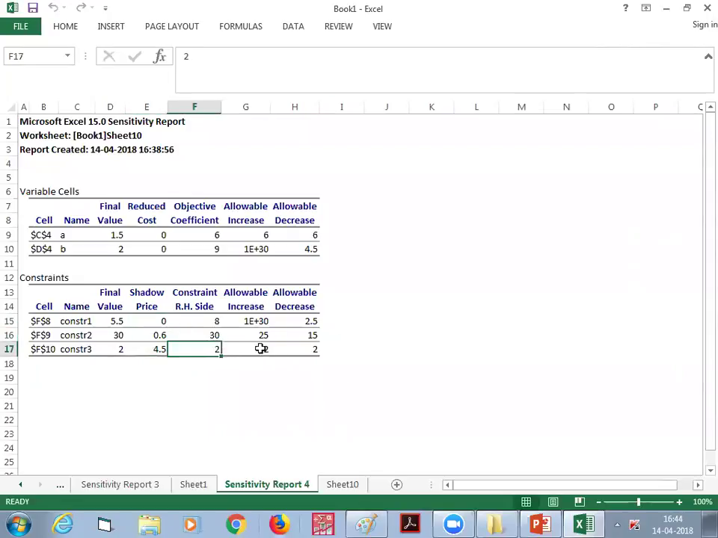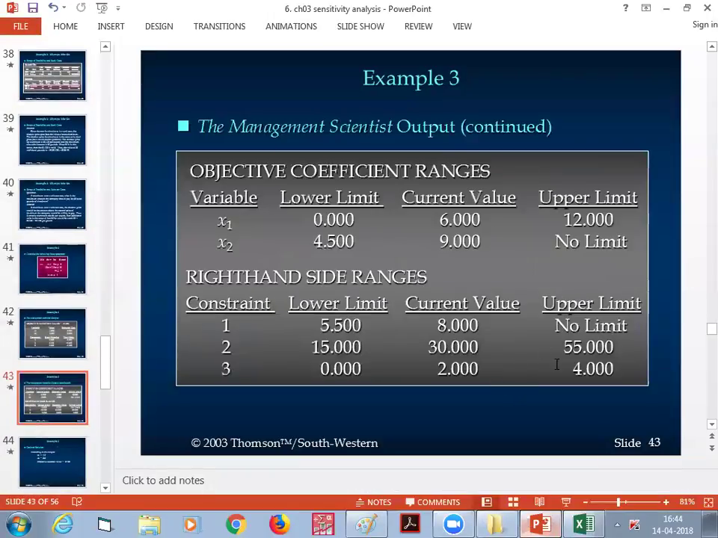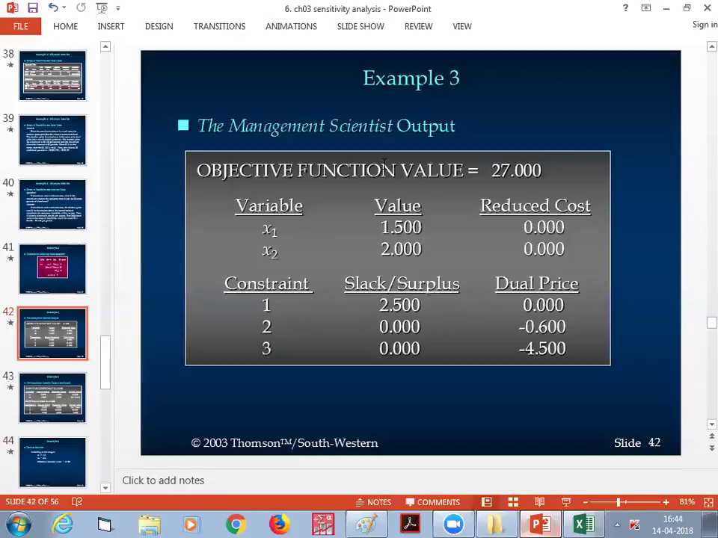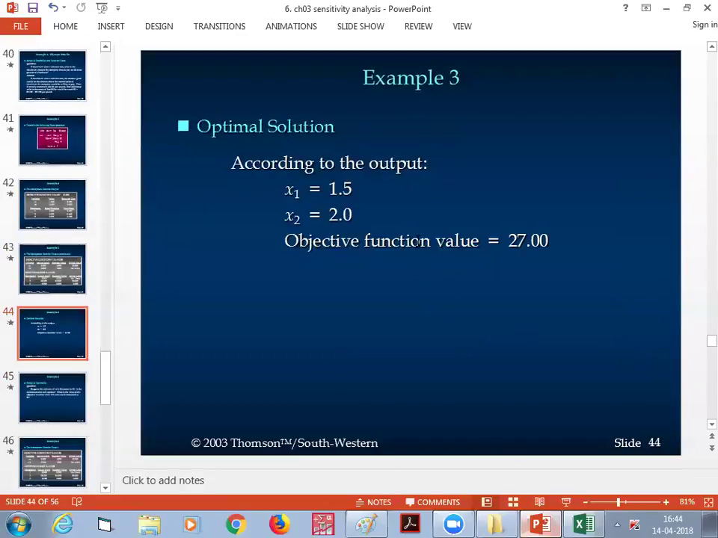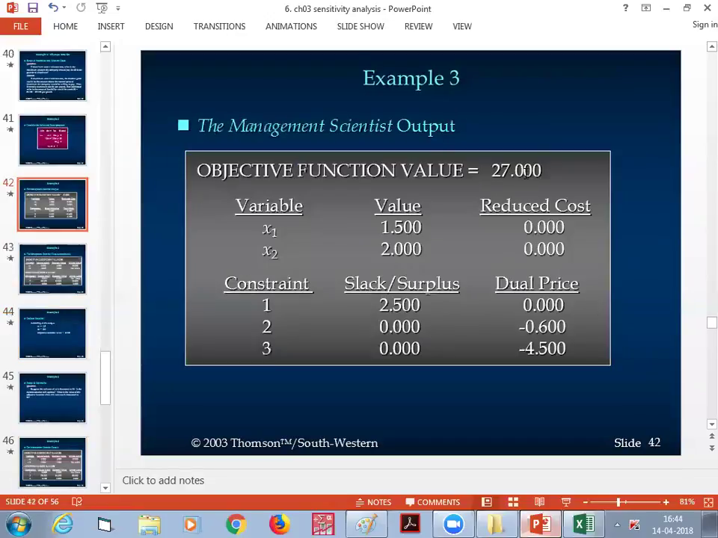Oh, this is nice. 2 plus 2, 2 minus 2 is the RHS range here. So RHS range is very nice here, 2 to 2. Anyway, let's see what they want with this. Okay, so all this is done. Very nice. So we're interpreting the output. Optimal values are x1 equals 1.5, x2 equals 2. And objective value is 27.